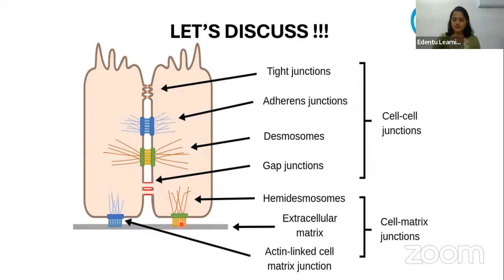These hemidesmosomes are the anchoring units between the cell and the underlying basement membrane. So you should know the difference between the desmosomes and the hemidesmosomes. Desmosomes means between two cells. Hemidesmosomes means between the cell and the basement membrane. So you must be aware of that.